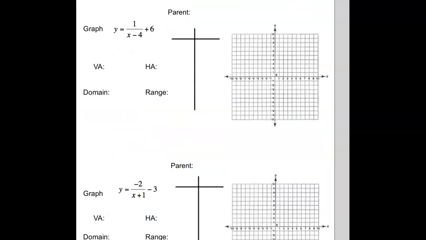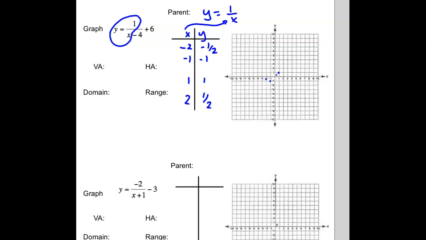All right, let's try a couple more. For this one, again, our parent function, we don't have any stretches or compressions because that top number there is just a 1. We can use the same points that we had in our previous example. Negative 2, we get negative 1/2. Negative 1 is negative 1. And then 1 and positive 1/2. So again, I'm just plugging these x values in as my denominator. Okay, so negative 2, negative 1/2; negative 1, negative 1; positive 1, 1; positive 2, 1/2.